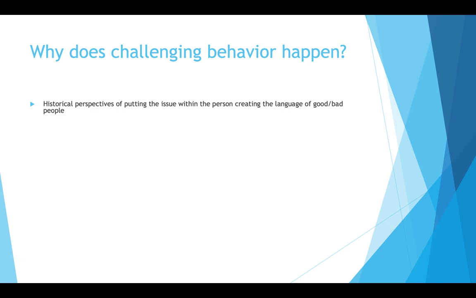So this good or bad perspective can have quite severe consequences in terms of creating a situation where a child believes this is just who I am. This is how I behave.